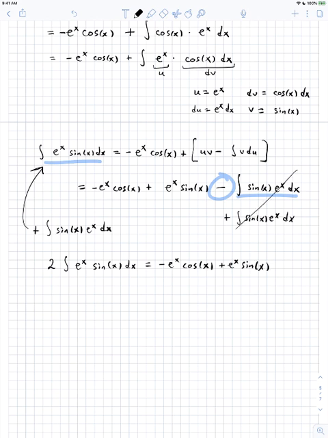Now on the left we have an indefinite integral, so on the right, since we don't have an indefinite integral anymore, we have to do a plus c. We didn't have to do that before because there was an indefinite integral there. But without it, we have to put the plus c. And just like before, we divide by 2, so the integral of e to the x sine of x dx is equal to minus e to the x cosine of x plus e to the x sine of x, all of this divided by 2, and then just tag on your constant of integration.